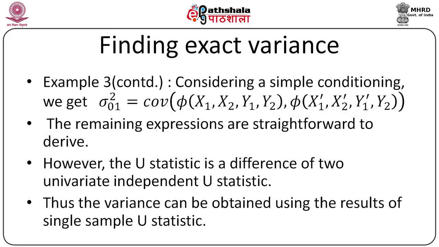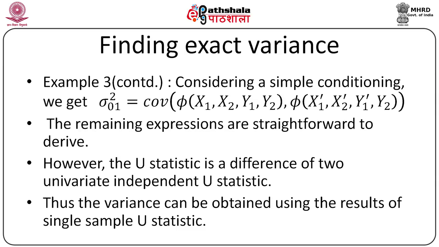Considering a simple use of conditioning technique, we get sigma square 0,1 equals variance of (y2 minus mu y) whole square and sigma square 1,0 equals variance of (x1 minus mu x) whole square. The remaining expressions are also straightforward to derive and hence we skip the details.